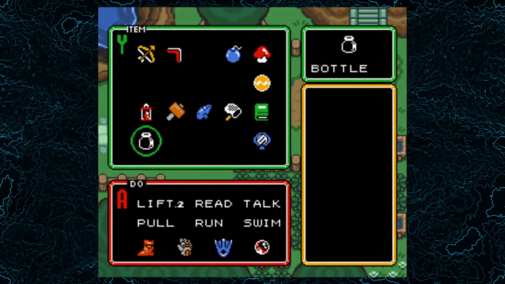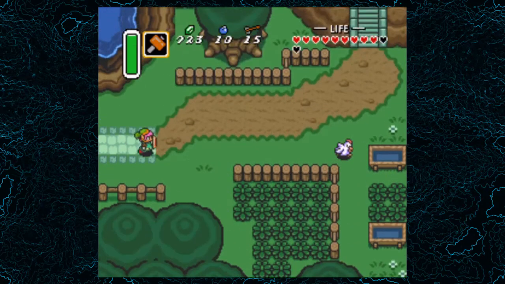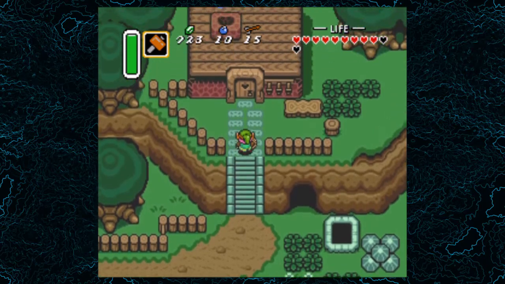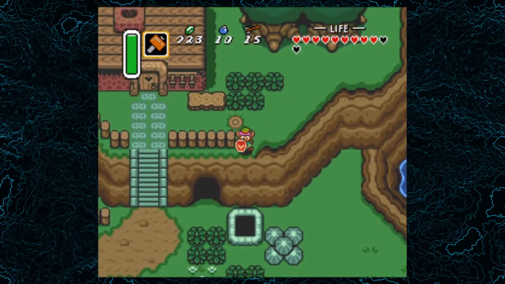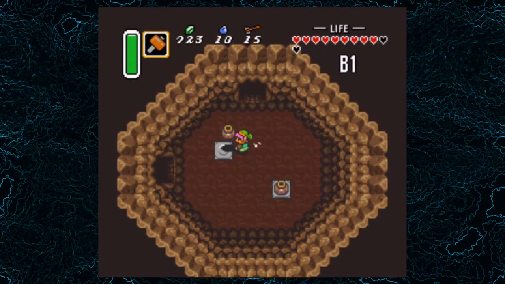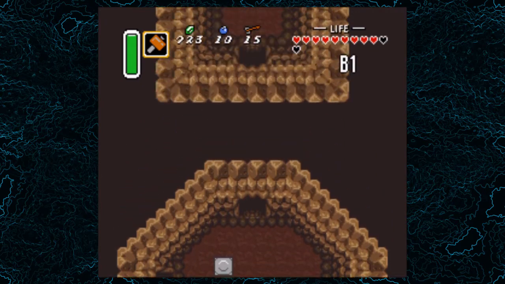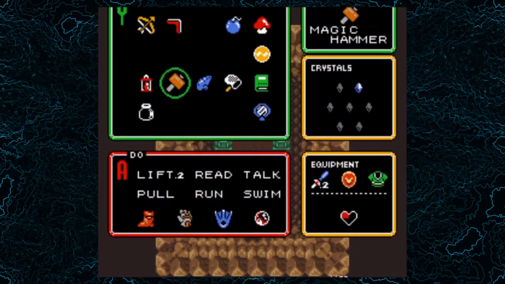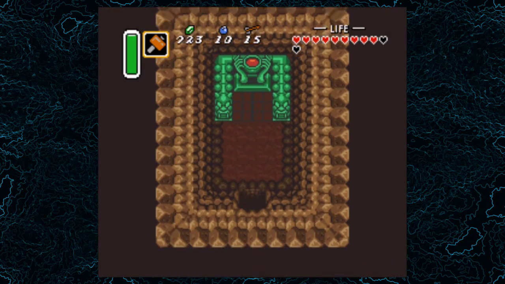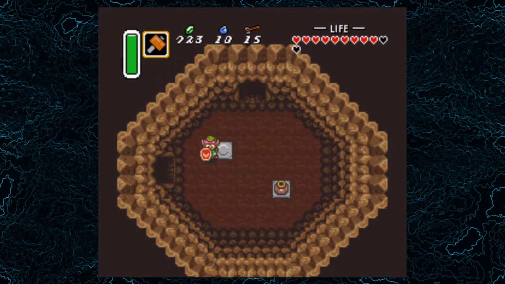So JRPGs versus Western RPGs, is that your question? I guess so. Like, are the South Park games JRPGs? No. Well, no. I would say they follow a lot of the styles. I need to go get the magic dust for this one.